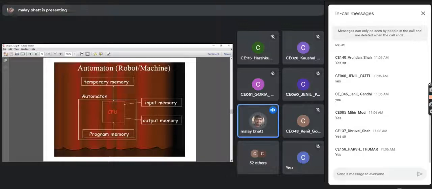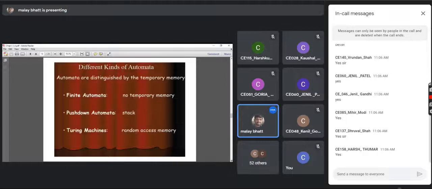It does the calculation as per the program given in the program memory, and the output will be given to output memory. So an automaton consists of CPU and the program memory only. There are mainly 4 automata, out of which 3 are part of your syllabus.